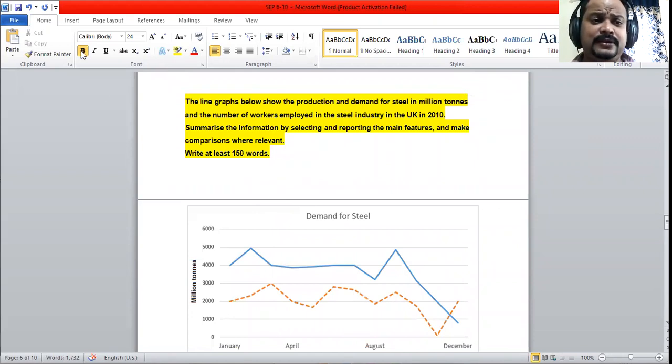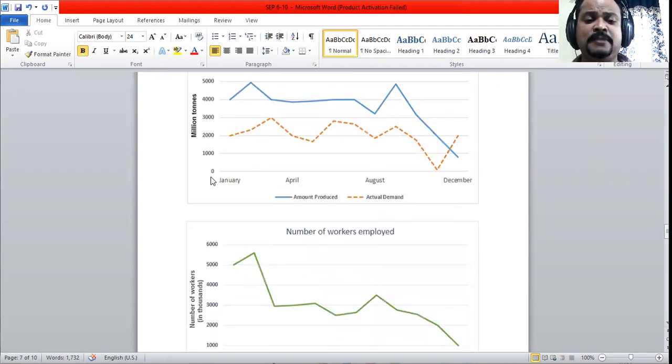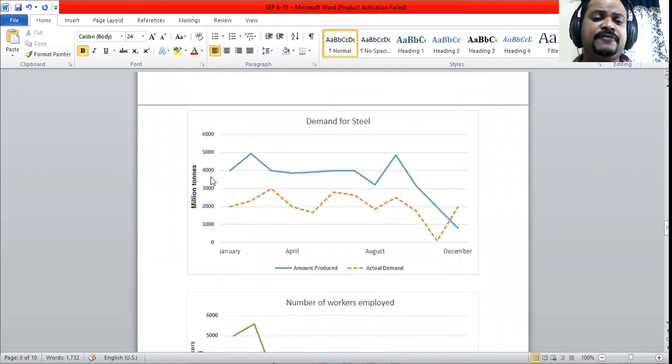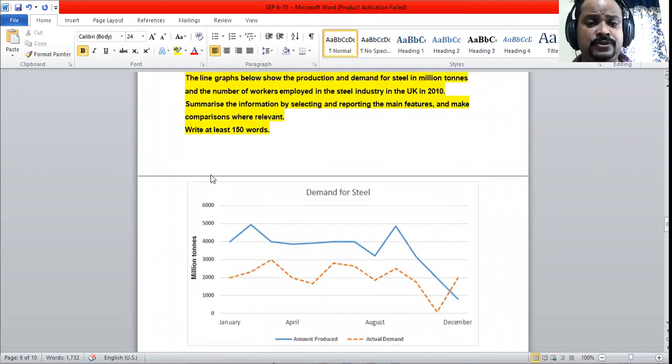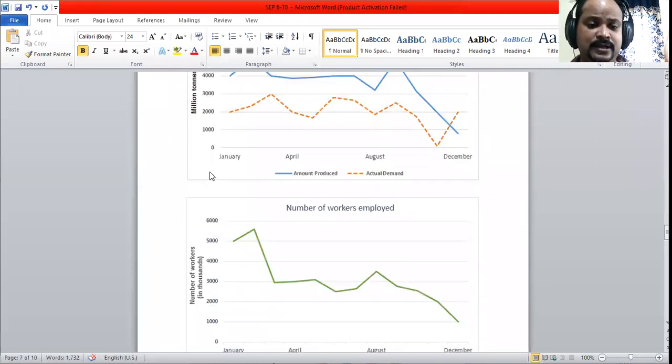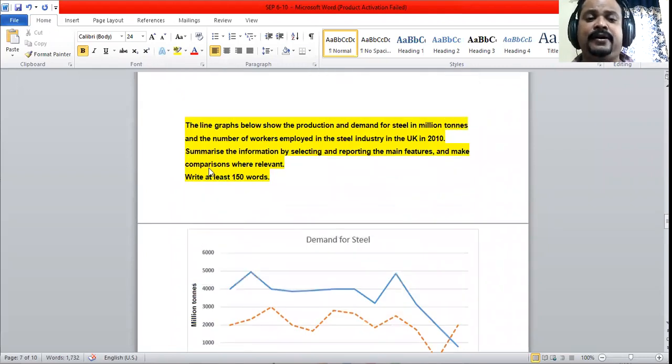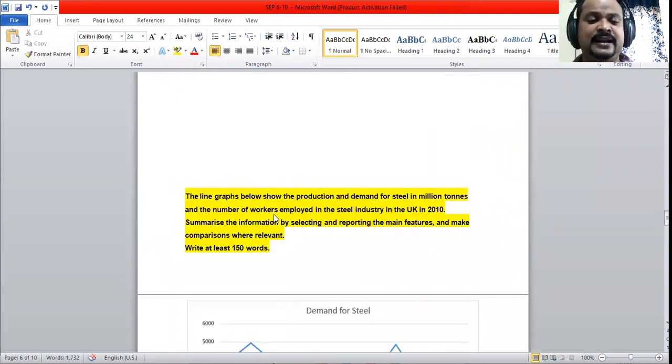Hello everyone, today we are going to see these line graphs. We have two charts here, two line graphs, the multiple line graphs. The first line graph shows the production and demand of steel in million tons, and the second line graph shows the number of workers employed in the same year, that is in 2010.